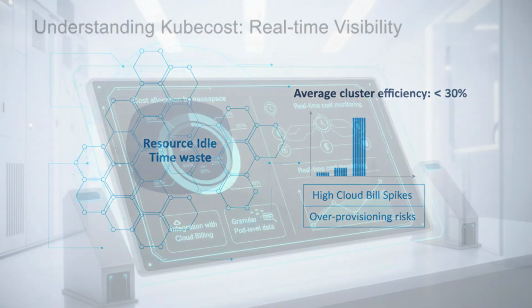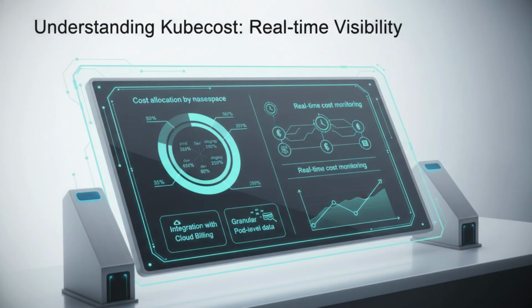Kubecost is a premier tool designed specifically for Kubernetes cost monitoring and management. It provides a real-time view into your cluster spending, broken down by namespace, deployment, or even individual pods. Unlike standard cloud provider bills that show a lump sum for your instances, Kubecost looks inside the cluster to see exactly which application is consuming which resource. This granular visibility is the first step toward optimization.